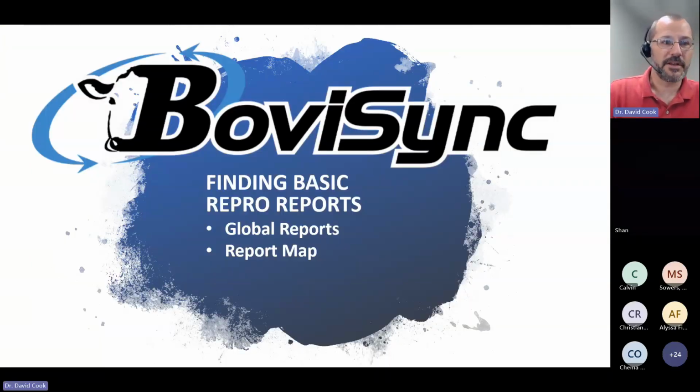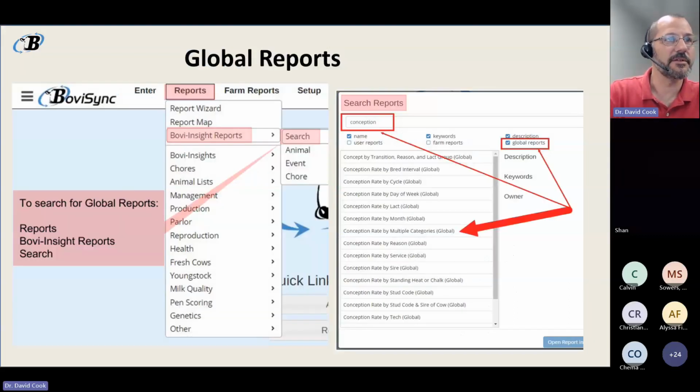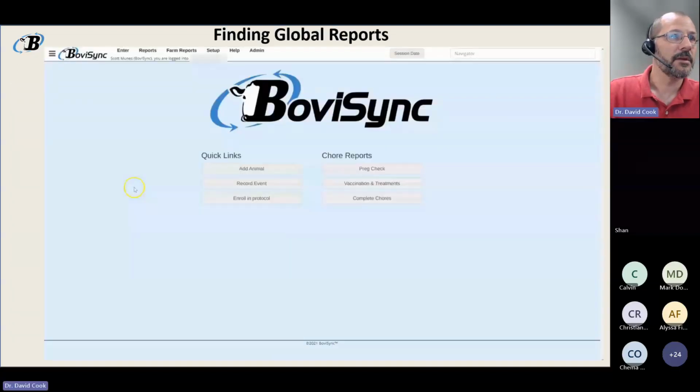So to get started, just trying to hit on some of the real basics of BoviSync. Just want to touch on first the global reports. So once you're logged into BoviSync, log into the farm, log into multiple farms, whatever it is that you're doing. In the menu, you can go to reports and go to that Bovi Insights reports, hit search. And then within there, there's a few hundred different reports that you can search. So some of the ones that we're showing today, you'll be able to find there. And this is just a video walkthrough of how to do it, just to make sure everybody's on the same page.